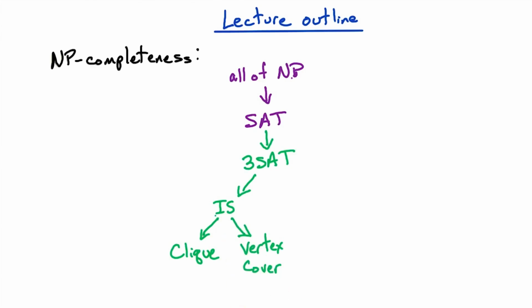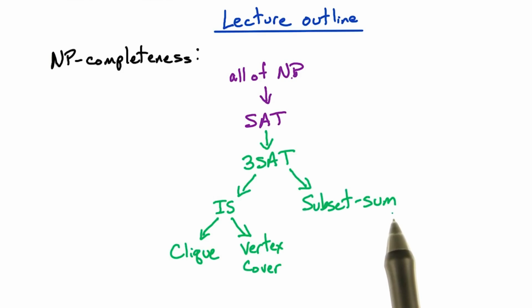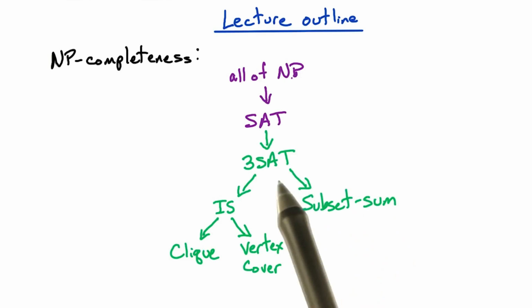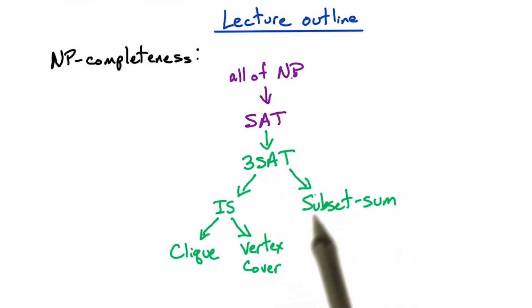What we're going to do now is we're going to prove that the knapsack problem is NP-complete. As an intermediate step, we're going to look at the subset sum problem. We're going to prove that the subset sum problem is NP-complete. This is going to involve a reduction from the 3SAT problem to subset sum problem.